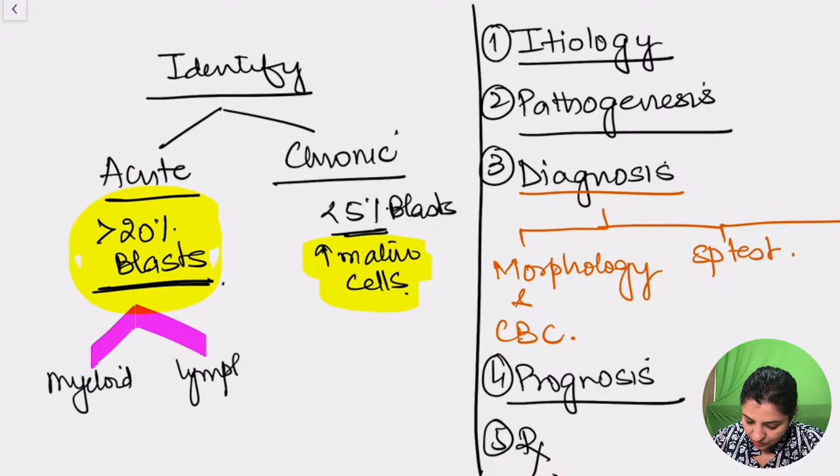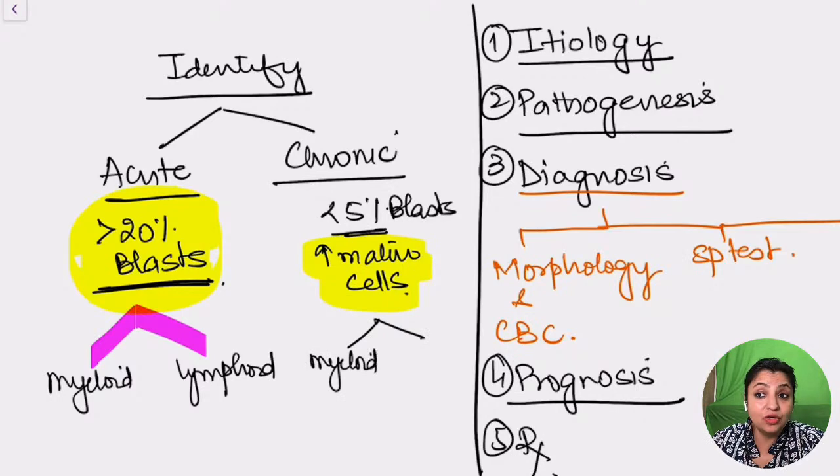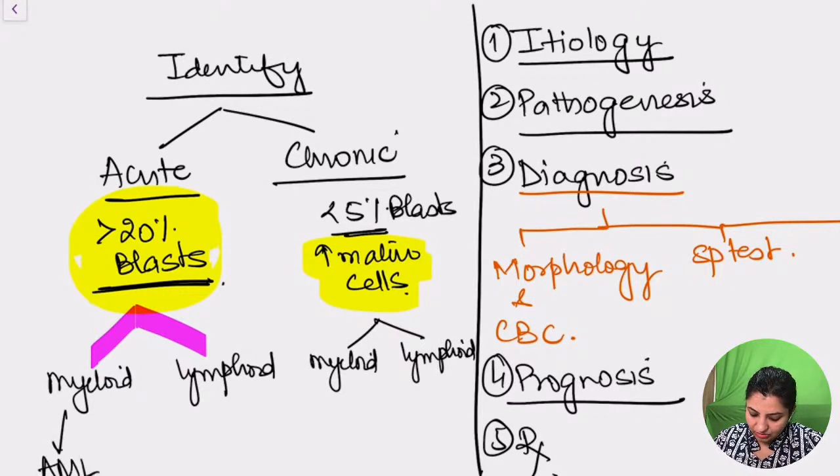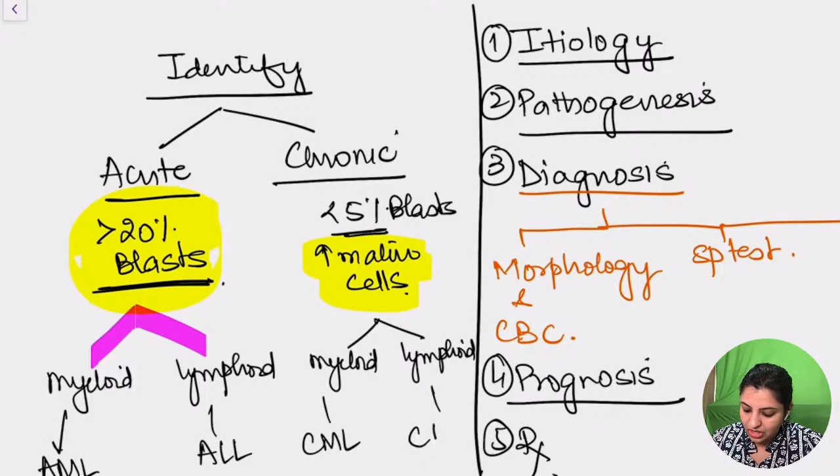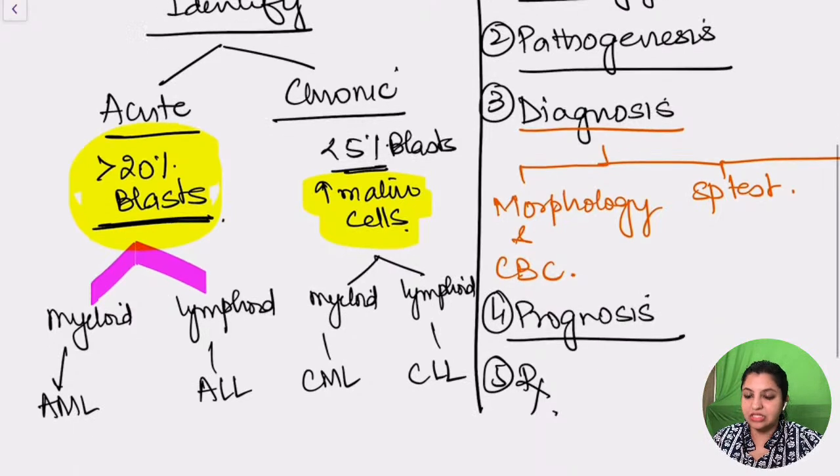Okay, myeloid and lymphoid. Same way in chronic also, myeloid and lymphoid. We are talking about this as a simple undergraduate university level question. So we have acute myeloid leukemia, acute lymphoid leukemia, chronic myeloid leukemia, and chronic lymphoid leukemia. So these are the four categories.